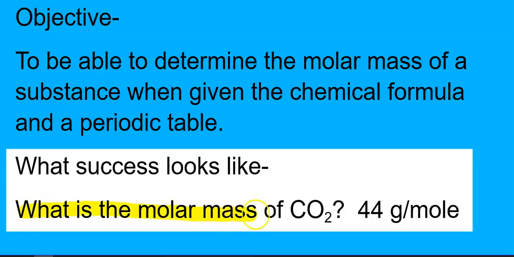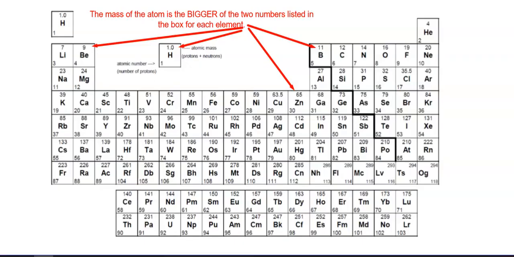What is the molar mass of CO2? Then you would use your periodic table to figure out that it is 44 grams per mole. So let's just go ahead and jump into that. I'll go to the next slide.